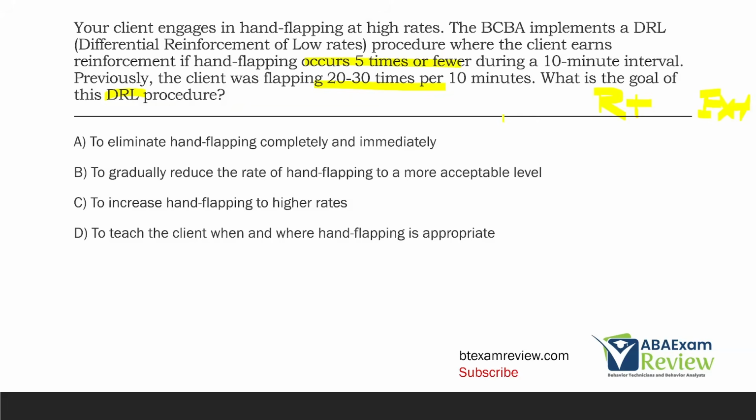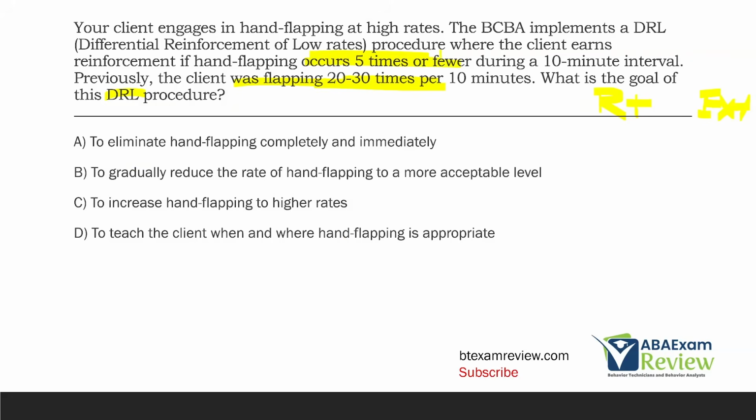A, to eliminate hand flapping completely and immediately. Well, it's not the case here because the client is getting reinforcement even though they still are hand flapping a little bit. B, to gradually reduce the rate of hand flapping to a more acceptable level. Yes, slowly but surely, the BCBA is having the client hand flap less and less. C, to increase hand flapping to higher rates. Well, of course not, right? That would be something like a DRH, a differential reinforcement of higher rates of behavior. And D, to teach the client when and where hand flapping is appropriate.